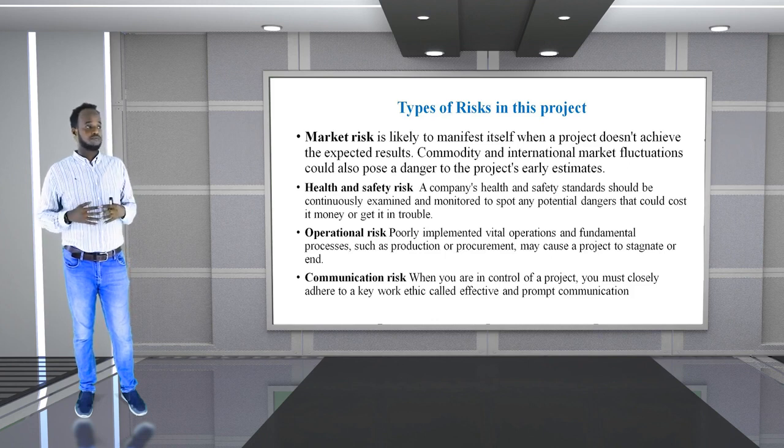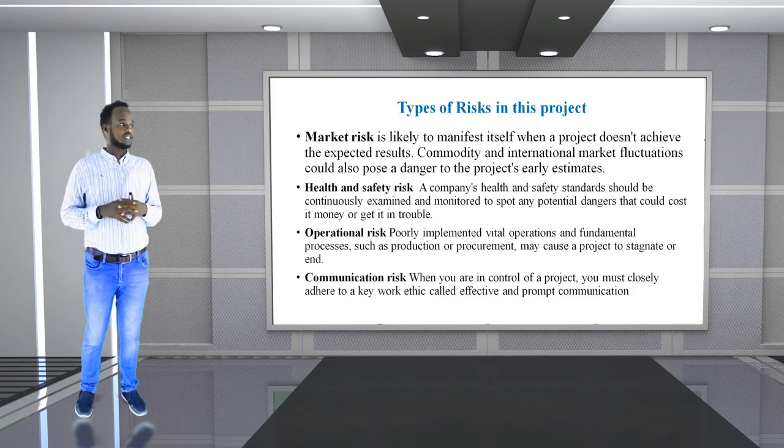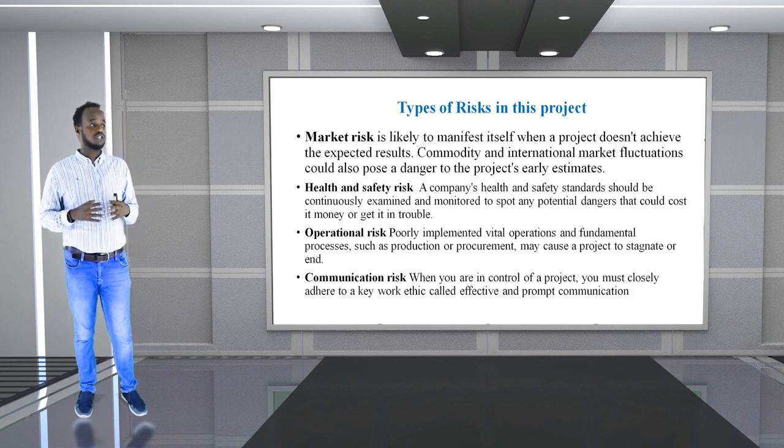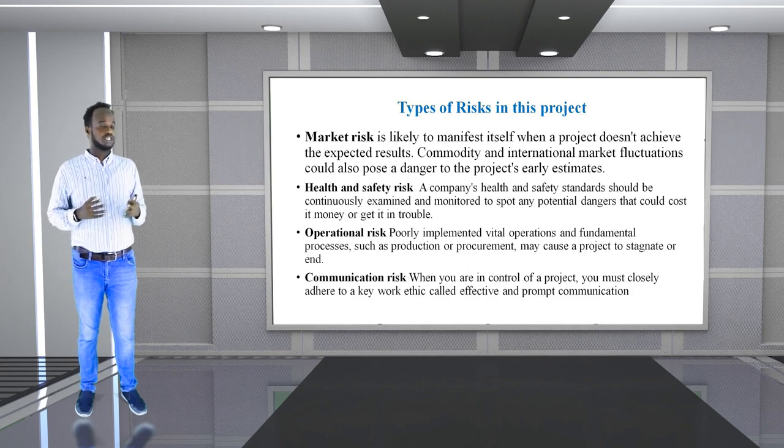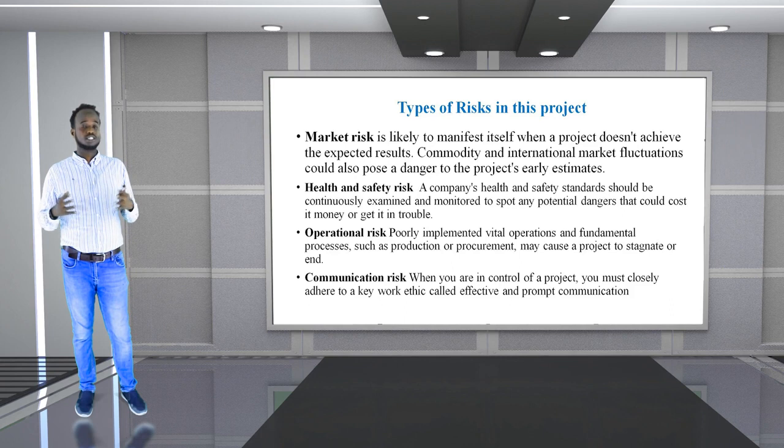Health and safety risk. A company's health and safety risk standards should be continuously examined and monitored to spot any potential dangers that could cost it money or get it in trouble. Operational risk: poorly implemented vital operations and fundamental processes such as production or procurement may cause a project to stagnate or end. Communication risk. When you are in control of a project, you must closely adhere to a key work ethic called effective and prompt communication.